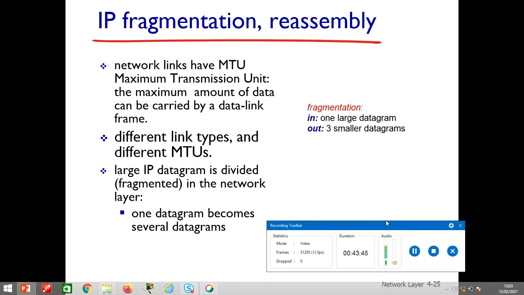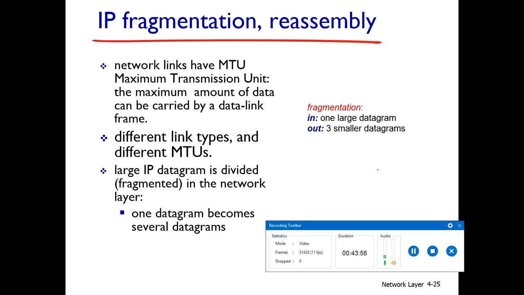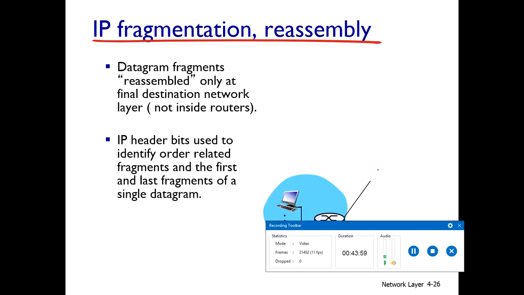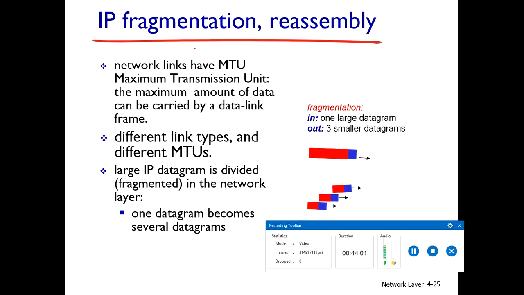Alright, now we talk about fragmentation and reassembly. Fragmentation actually means breaking something, and reassembly means joining back. So network links have MTU. MTU means maximum transmission unit, the maximum amount of data that can be carried by a data link frame. Different link types, for example, a copper cable will have a different MTU, and fiber optic will have a different MTU. So different link types have different MTUs.